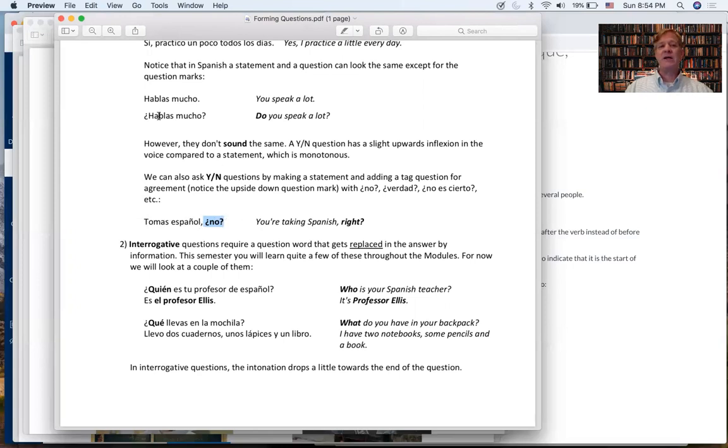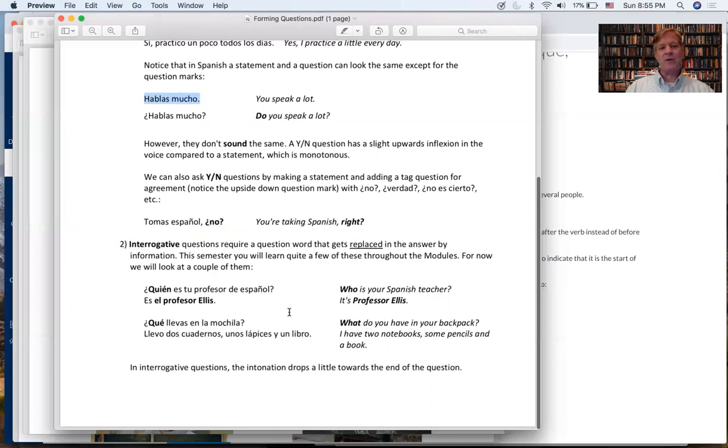So practice. Write out sentences with the AR verbs that you've already learned, and then say them as a statement, and then say them as a question. We had done one where a girl was looking through a telescope at the sea, and we had said, Ana mira el mar. You could make it into a question. Ana mira el mar. Statement. Ana mira el mar. Question.